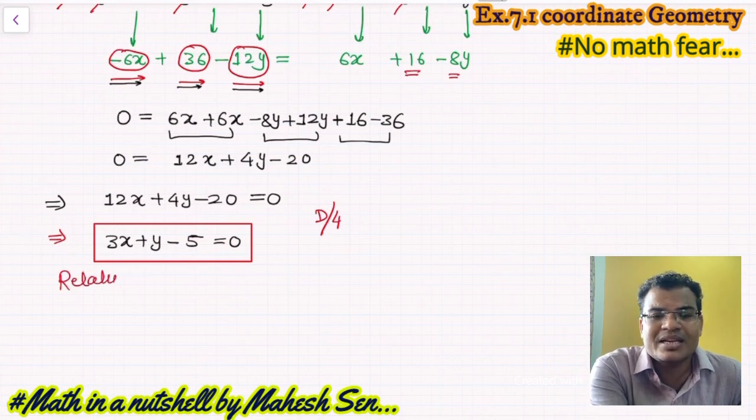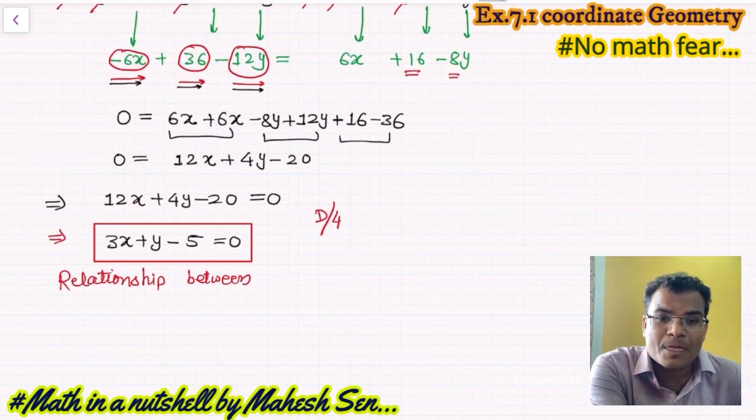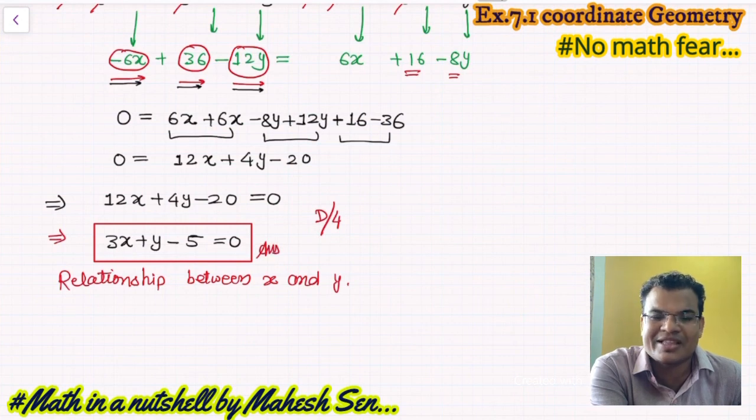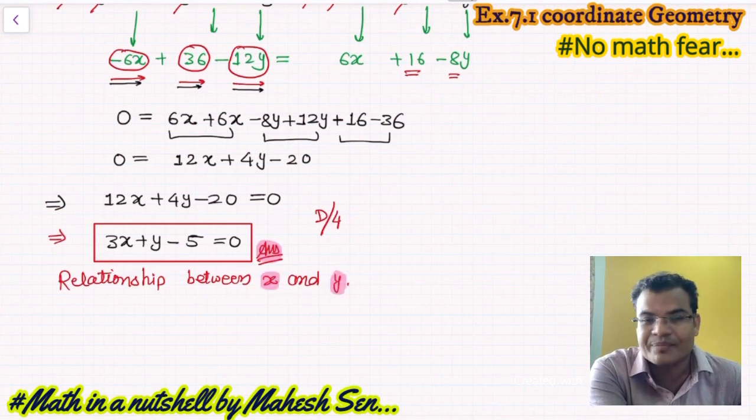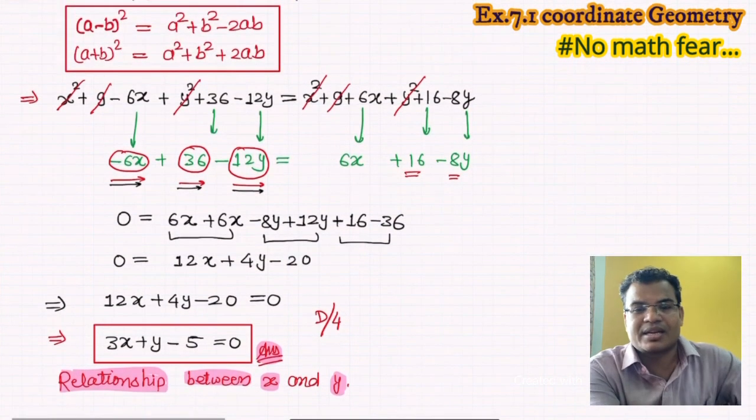So basically the relation between x and y is 3x plus y minus 5 equal to 0, or you can write 3x plus y is equal to 5 also. Okay, so this is your sum. I told you in the beginning also, find the relation between x and y. That time I told you we'll get one linear equation in the form of x and y. So this is the relation between x and y in the form of one equation. This is your final answer.